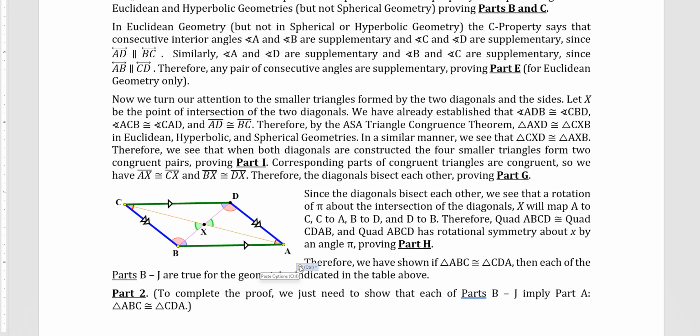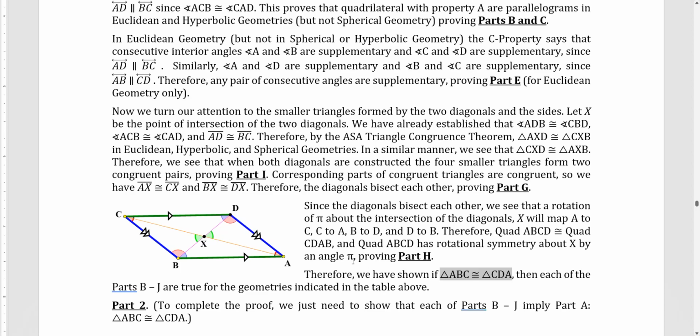That proves part G. Since the diagonals bisect each other, a rotation of pi about the intersection of the diagonals will map A to C, C to A, D to B, and B to D. And so it has rotational symmetry about X through an angle of pi. So we proved H. Now we've done half of it at least. We proved that if we start with two congruent triangles, ABC and CDA, making a quadrilateral on the outside there, then each of those parts B through J are true.